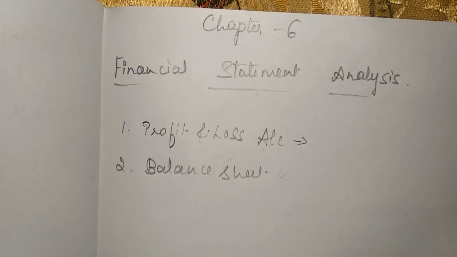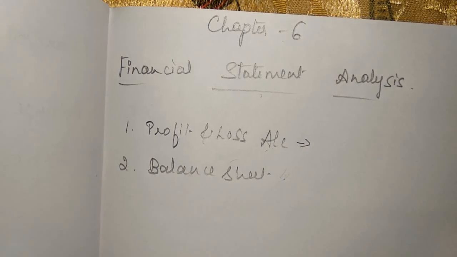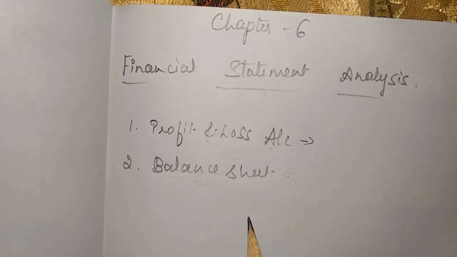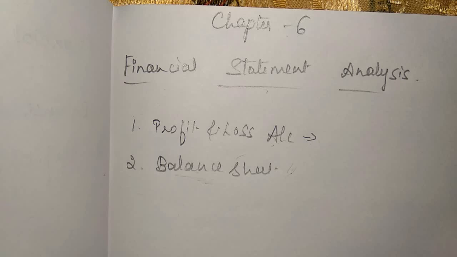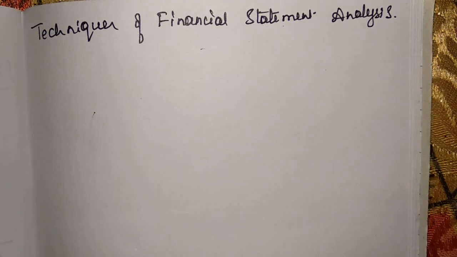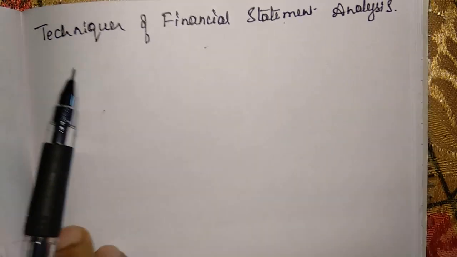Similarly, balance sheet is a statement in which all the balances of real accounts and personal accounts are transferred. If real accounts and personal accounts have a credit balance, then they are transferred to the left hand side as liabilities. If they show debit balances, then they are transferred to the right hand side as assets.